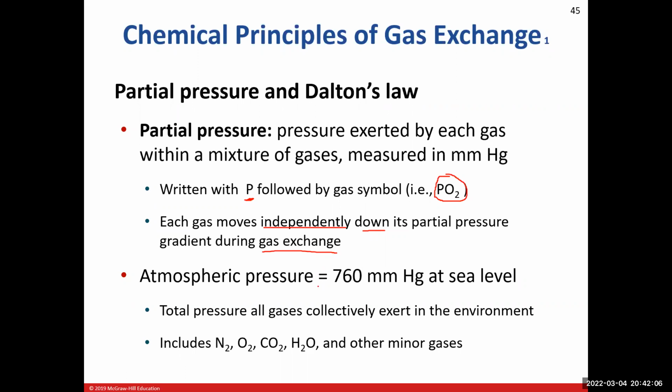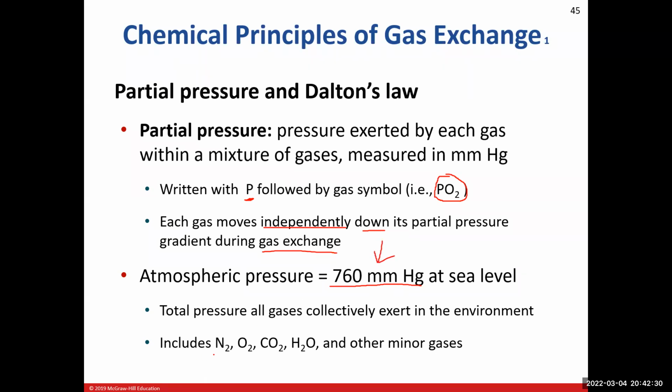Okay, so keep in mind, our atmospheric pressure is 760 millimeters of mercury, and that is at sea level. So we're going to add up all the individual pressures of all the gases in our immediate environment, in this room, or outside. And all of those will equal this number here.